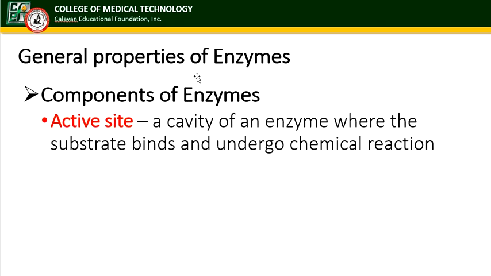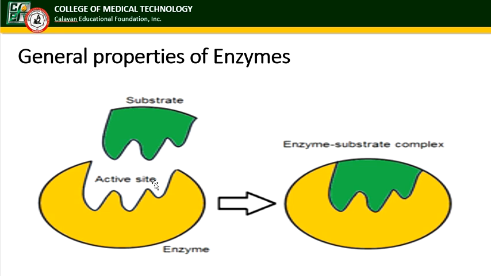Okay, general properties of enzymes. So components of enzymes. So an enzyme has an active site. So may iba pa tayong mga parts niyan. So start natin sa active site. So ito yung cavity of an enzyme where the substrate binds and undergo chemical reaction. So kumbaga dito siya nagsushoot. So tandaan, ang ating enzymes ay may lock and key. So kung saan siya kasya, doon lang siya pwede.